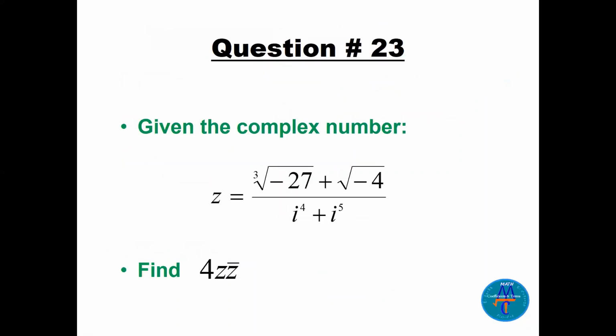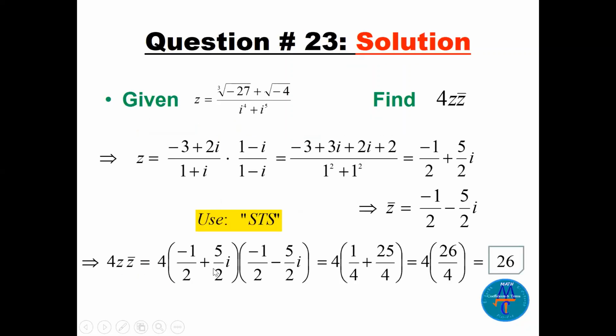Now, the last question in this part, question 23. Given the complex number z, the cube root of minus 27 plus the square root of minus 4 divided by i to the power 4 plus i to the power 5, find 4z z bar. I think you know what z bar is. Z bar means you simplify z in standard form, and then you find its conjugate. Then you multiply z by z bar, then you multiply by 4. Nice question. The answer is 26, believe it or not.